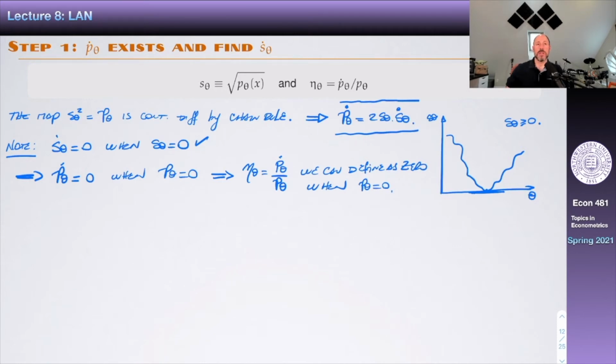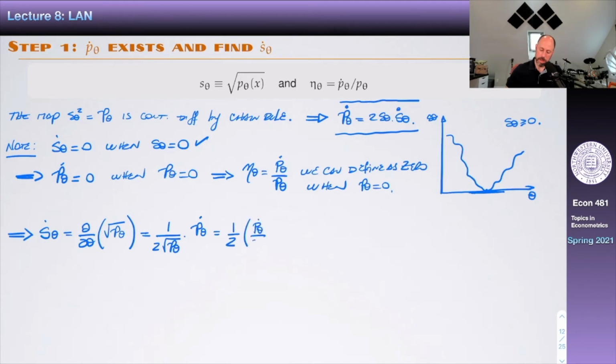Okay, so p dot exists and is well defined. So we need to find now s dot, and s dot theta is just the derivative with respect to theta of the square root of p theta. And this is related to something we did earlier. So that is 1 over 2 square root p theta times p dot theta. Now let me multiply and divide by square root of p theta.